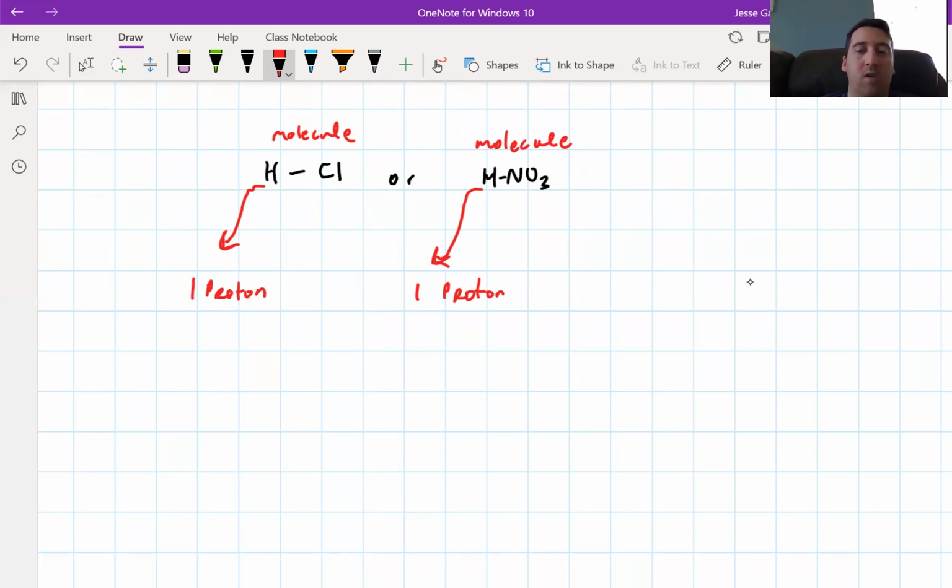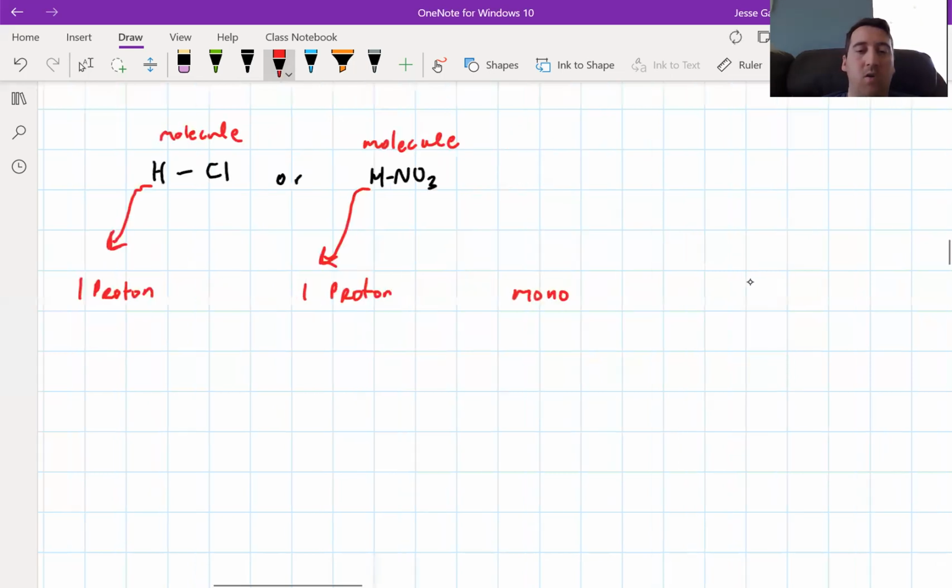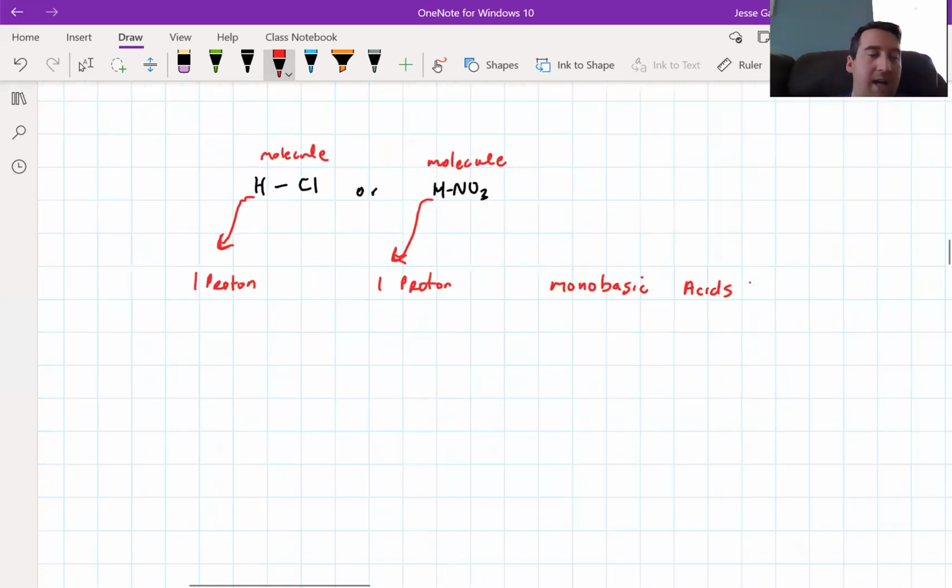Okay. So another word for one is mono. So these are what we call monobasic acids. They have a base of one hydrogen ion. That's what they're based on. So they're acids based on the fact they have one hydrogen ion, monobasic acids. All right, so that's the first idea, that these molecules only have one proton or one hydrogen ion to actually give away. However, not all acids are like this.